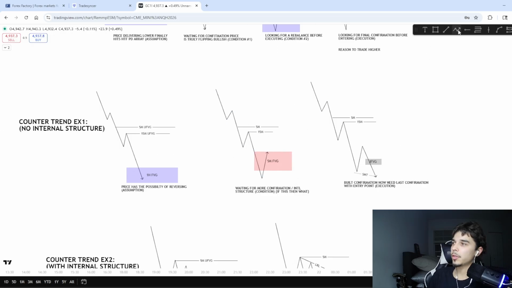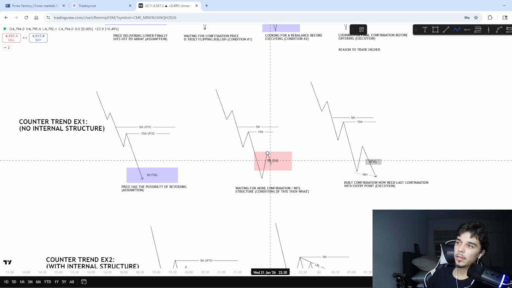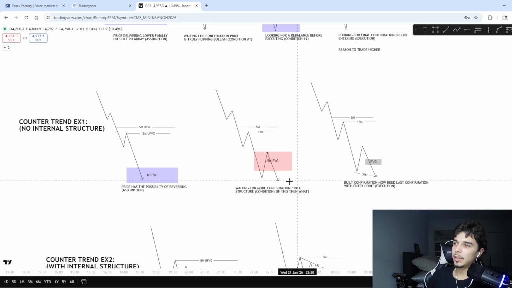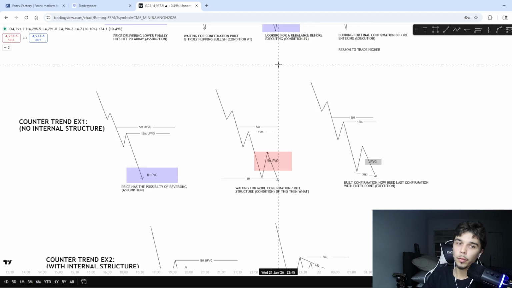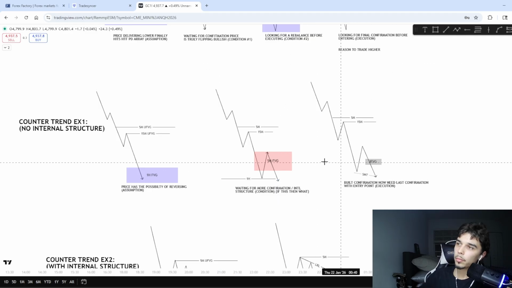Well, the best possible scenario to happen now is, well, let's come down. Let's respect this PD array. Let's retap into this 1 hour gap. Okay, right? We have our 1 hour gap right here. Let's say, let's come down. Let's retap into this gap. And then maybe we can build further confirmation. So what do we get now?